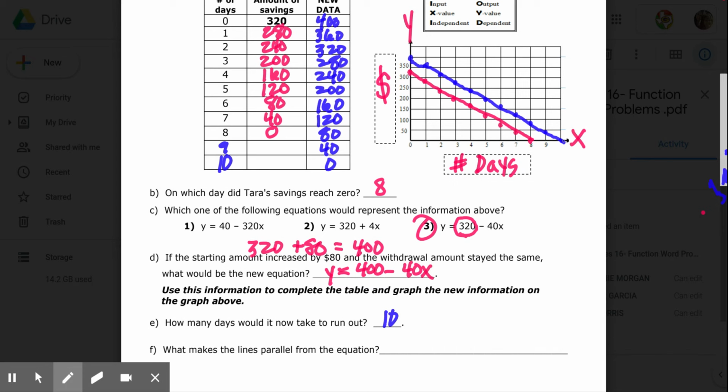So what do you think makes the lines parallel from these two equations? The starting amount is different from 320 to 400, but the amount she took out each day was still $40. So what makes the lines parallel from the equation?